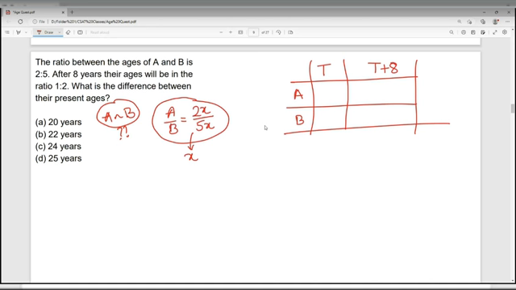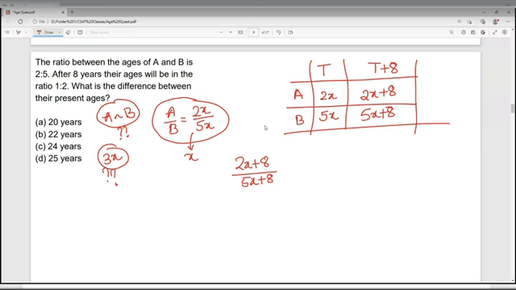So I'll input 2x here and 5x here, and after 8 years their ages will be 2x plus 8 and 5x plus 8. What they have given us is that after 8 years their ages will be in the ratio 1:2. So after 8 years, it is 2x plus 8 upon 5x plus 8. What you have to find out is the difference between 5x and 2x, that is 3x. So you have to remember this.